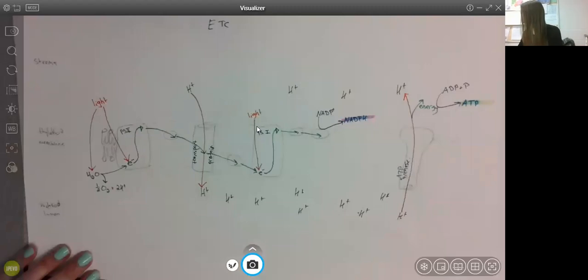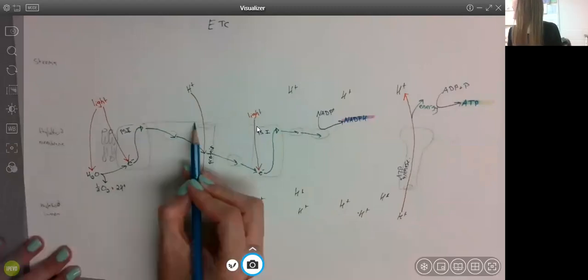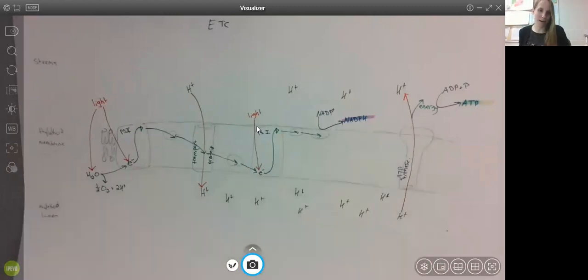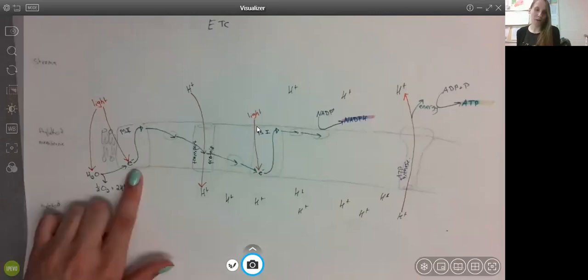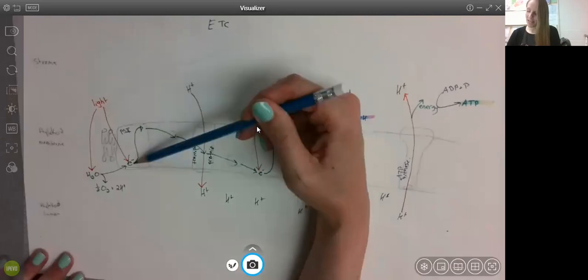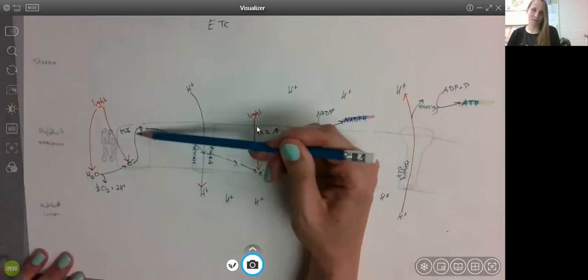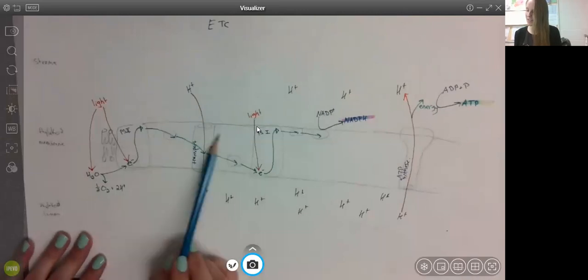You can't see it super clearly on my screen just because my pencil has faded. But all across here, this is all the thylakoid membrane. On the outside, we have the stroma. On the inside, we have the thylakoid lumen. So we're going to start here with photosystem 2. The light is going to come in, hit the electrons in the photosynthetic pigments, and excite them. Chlorophyll A then passes those excited electrons into the ETC, which is right in here.